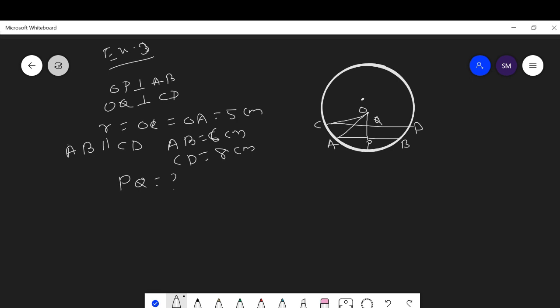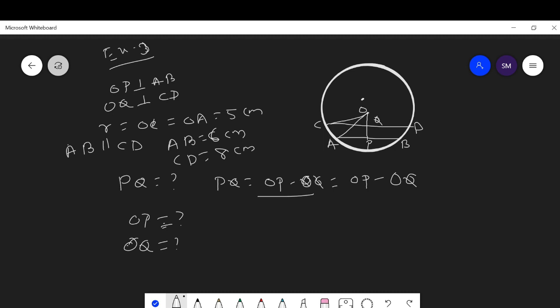What is PQ? PQ is equal to OP minus OQ. At first we have to find the length of OP, then the length of OQ, then we can find the difference between OP and OQ.